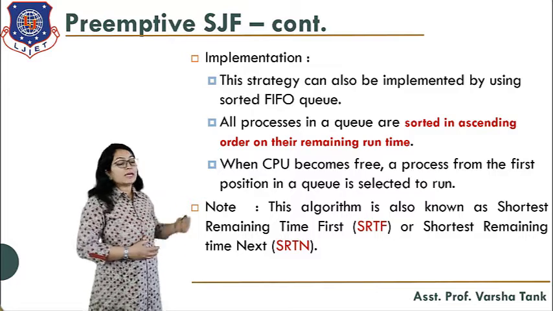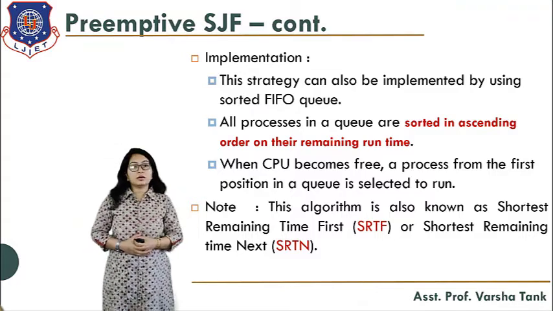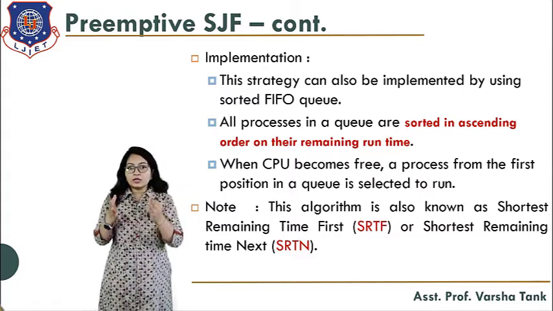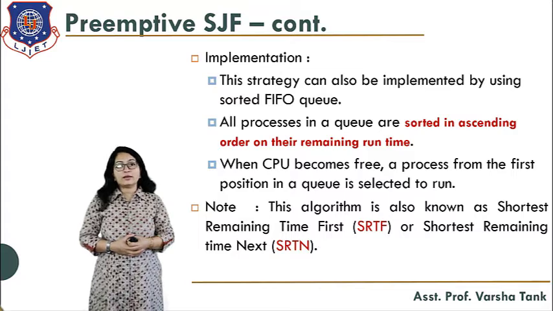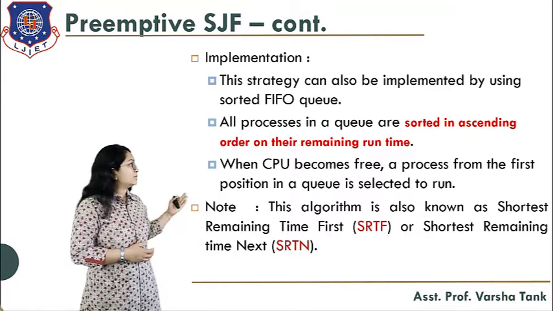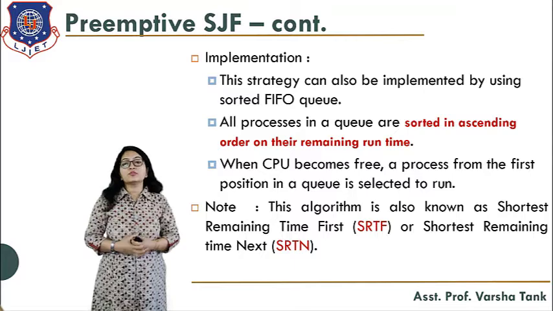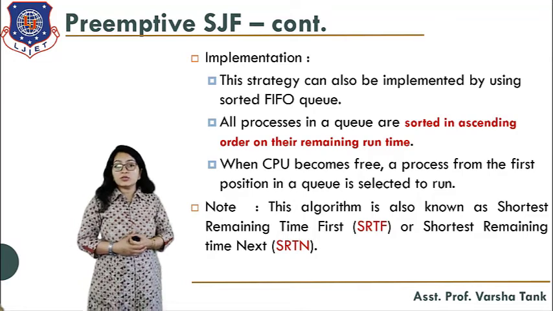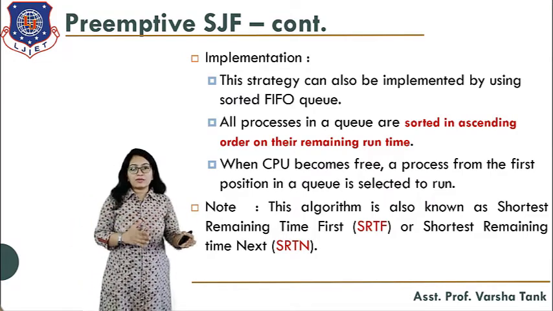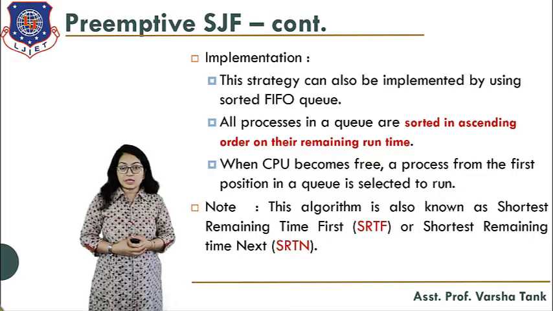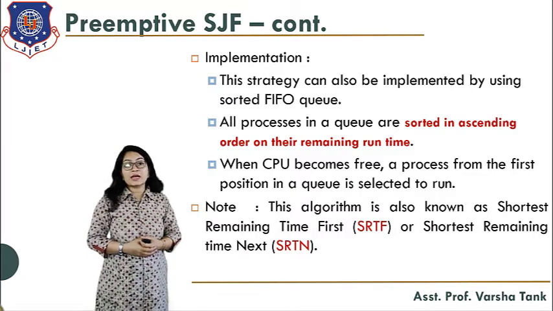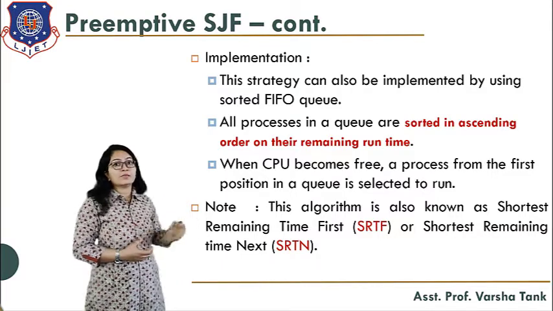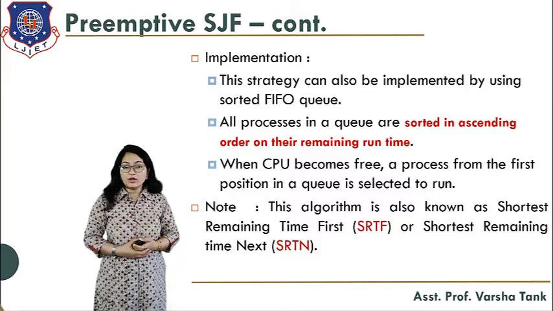Now implementation: again this is implemented using the FIFO queue, first in first out. All processes in the queue are sorted in ascending order of their CPU runtime. So when the CPU becomes free, the process from the first position will be selected for execution. This algorithm is also known as shortest remaining time first and shortest remaining time next. So in the exam, it may be asked like, explain the SRTF or SRTN. So you have to explain this preemptive SJF. Got it?